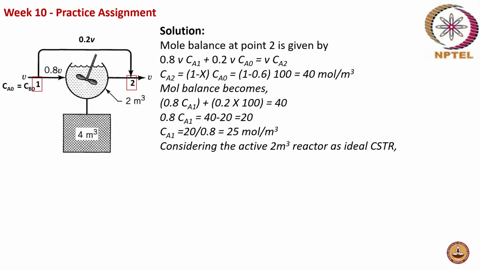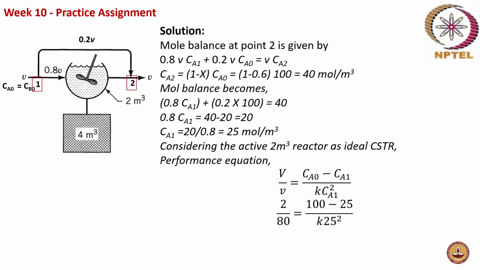Now we have to consider the 2 meter cube real reactor as an ideal CSTR. So this part alone is an ideal CSTR. And the performance equation of this portion is given by V by v, where small v is the volumetric flow rate and capital V is the volume of the reactor, is equal to Ca0 minus Ca1 by K into Ca1 square. So we are just doing a performance equation for this 2 meter cube volume of CSTR alone.